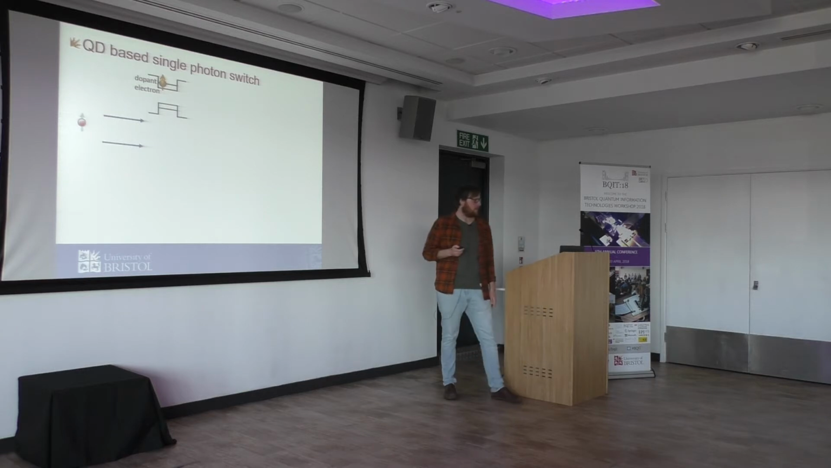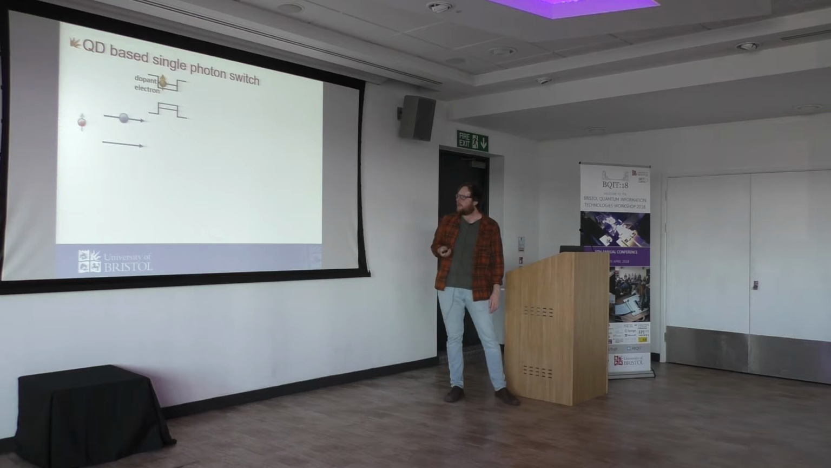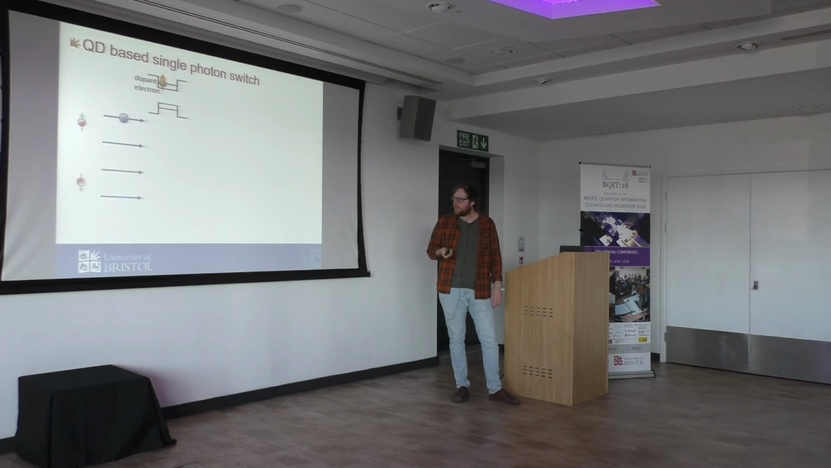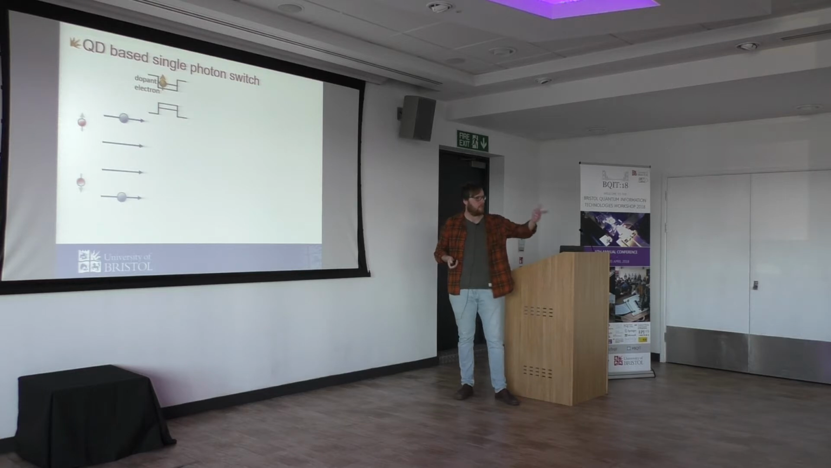So if my electron spin is up, any photons that come in and interact with my quantum dot are going to end up in this top propagating mode here, for example. Now if I flip my spin to down, my photons are going to switch to this orthogonal bottom propagation mode. And that forms the basis of a spin photon switch.